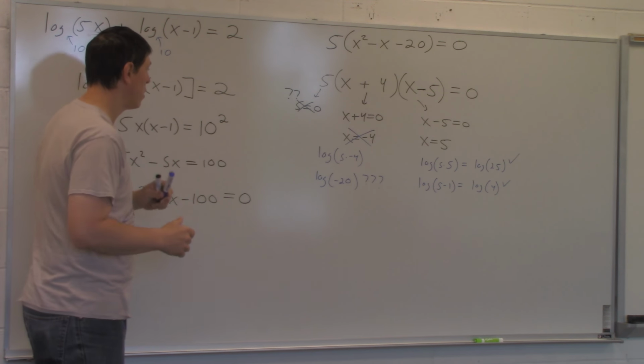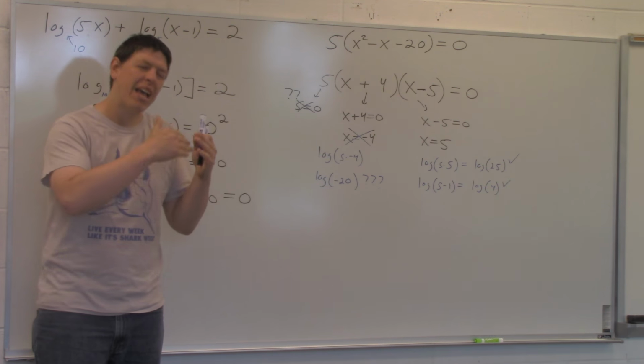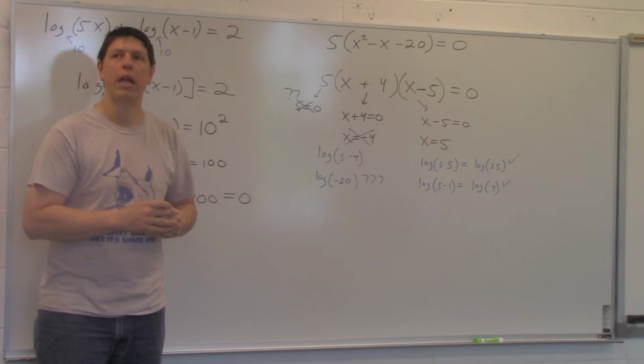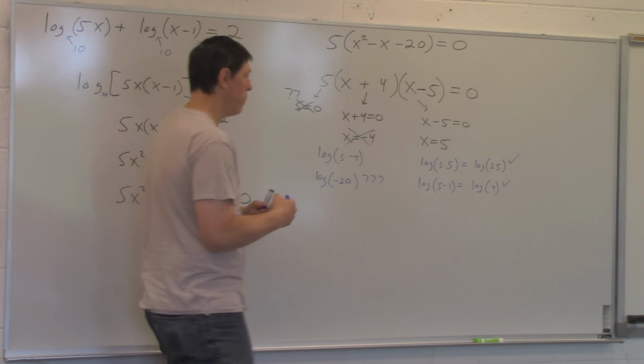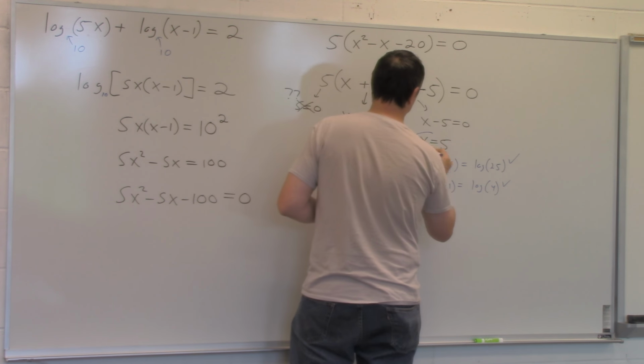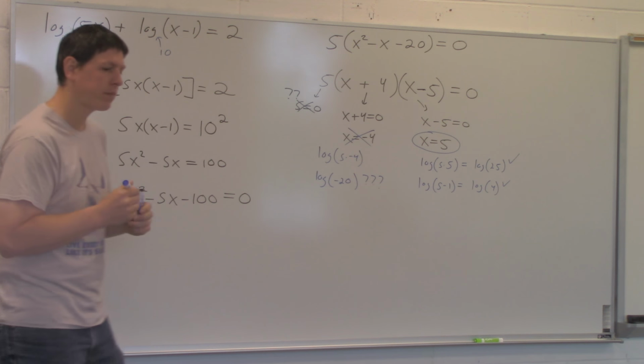Substitute. If you get any negative logarithm, you stop. As long as it's positive, you keep going. And if you've exhausted all the possibilities, then it's a good solution. So the only solution to this logarithmic equation is going to be x equals 5.